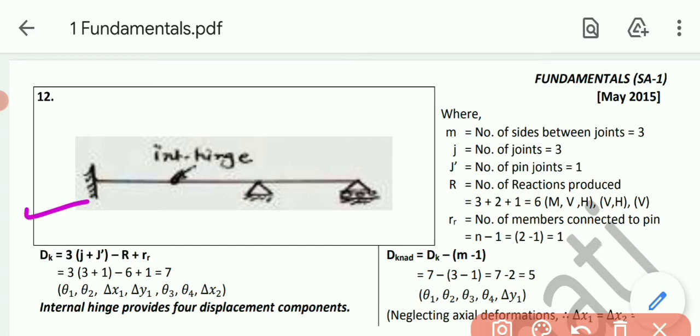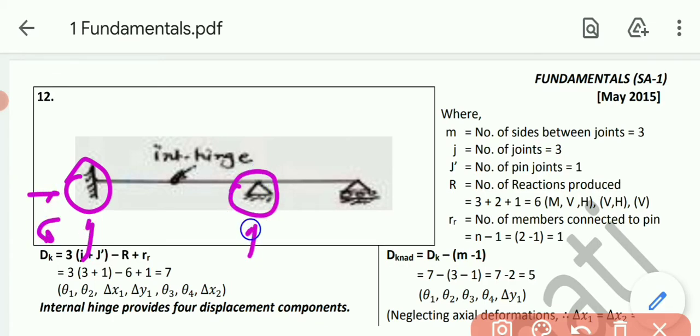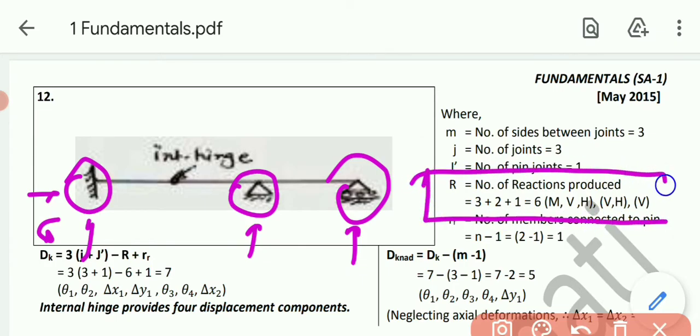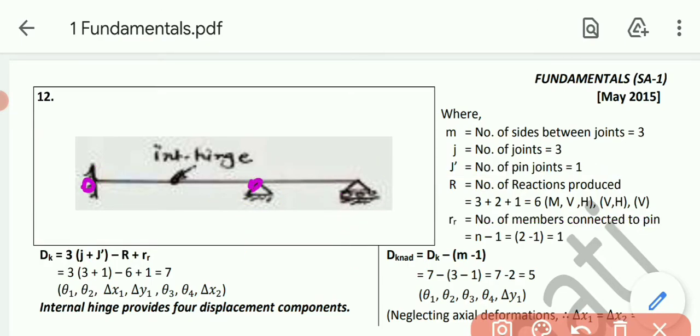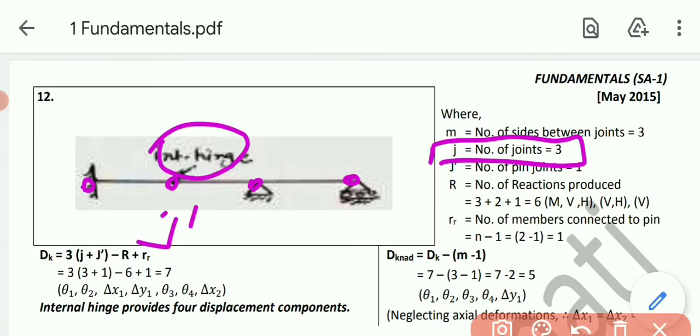Now in this one, first of all, fixed support is there: vertical, horizontal, moment; roller: vertical; roller: vertical, so capital R. Okay, sorry, this one is also a hinge support. So 3 plus 2 plus 1, ultimately capital R equals 6. Joints 1, 2, 3, that is the joints. Now in this one an internal hinge is there, so that will be J dash. J dash equals the number of pin joints, that is 1.